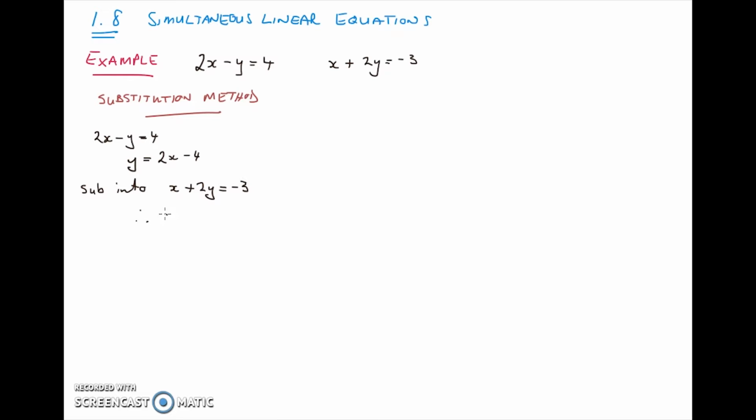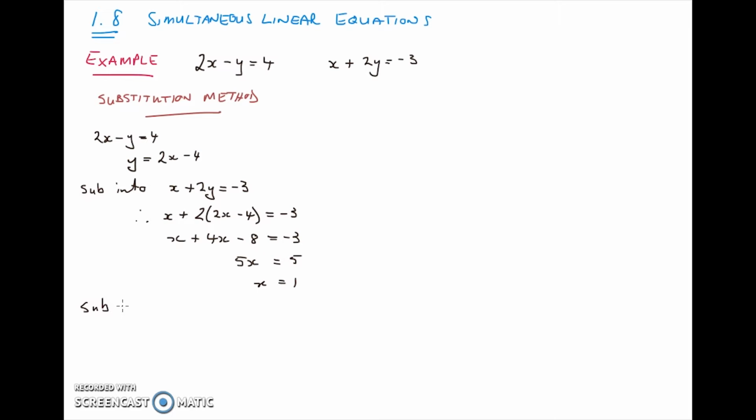So that means we'll have x plus 2 times 2x minus 4, and that will equal negative 3. Expand the left side, we've got x plus 4x minus 8 equals negative 3. Collect our like terms and take the 8 over to the other side, so we've got 5x equals 5. Divide by 5, we've got x equals 1.